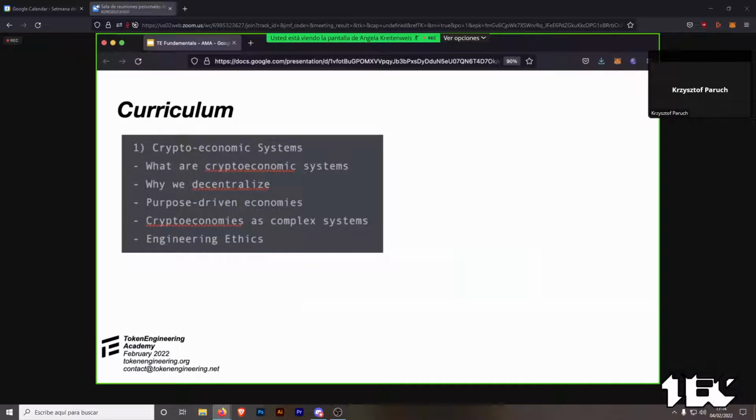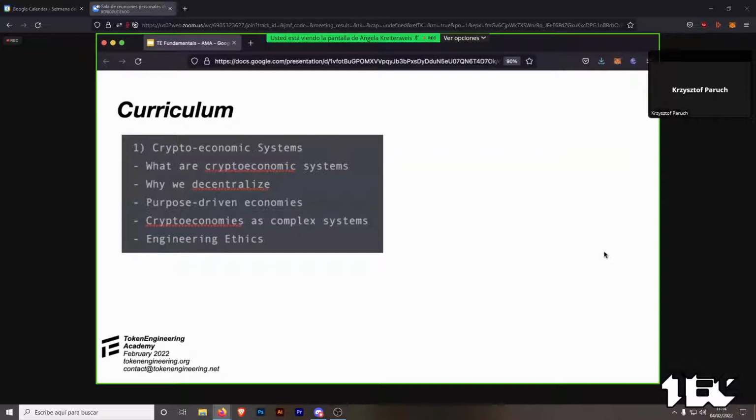So what we are trying to do is set the stage with an introduction to cryptoeconomics: what it is, which domains it consists of, which fields merge together, and how we apply these things in practice. But also we want to give some background on why we decentralize, what the technical restrictions are, and what purpose-driven economies are. So what is it that we're trying to build with token economic systems, right?